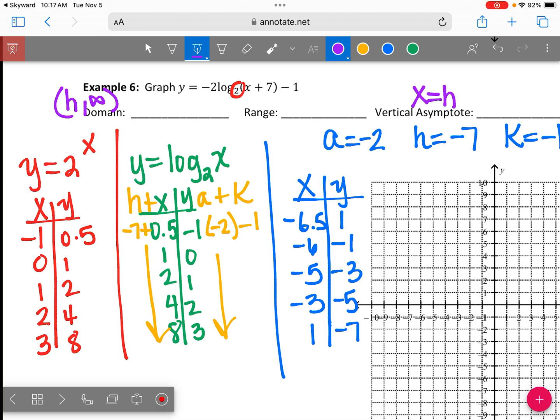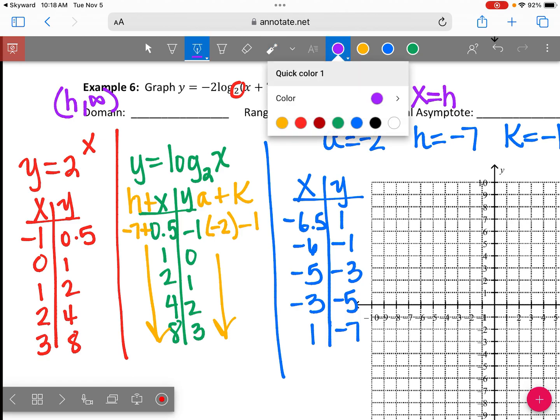I have my table wrong 5th period, so now I got it together. So hopefully this one is right. So when you're graphing your vertical asymptote, because for an exponential, we had a horizontal asymptote. But for a logarithm, we have a vertical asymptote. And that's always at x equals h.